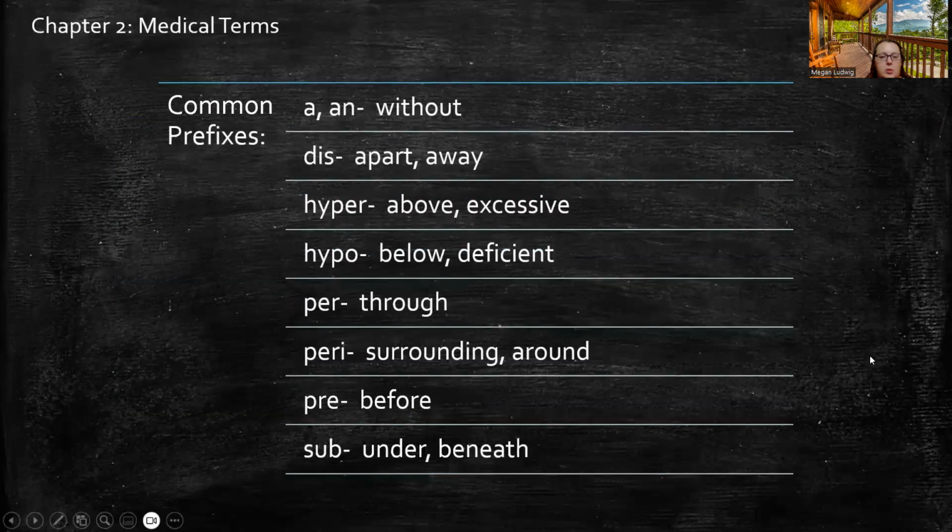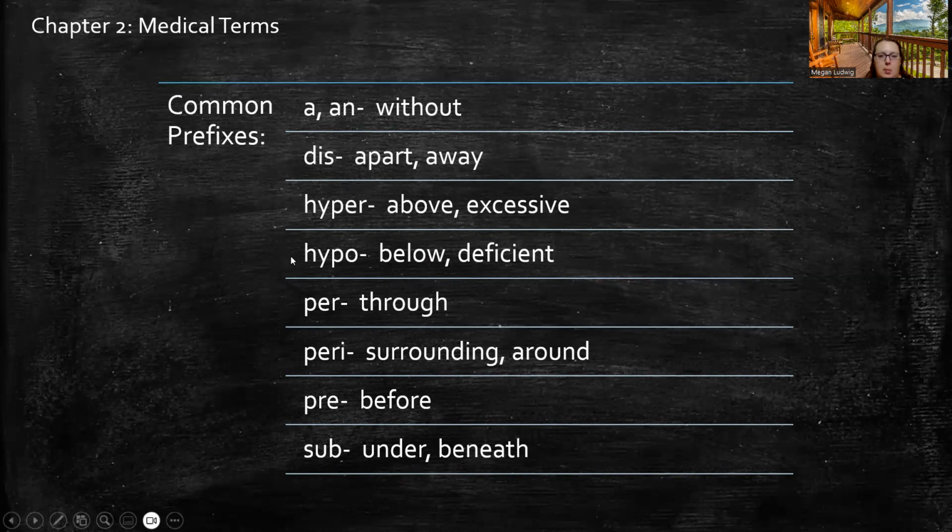All right, prefixes. Some common ones here. Prefixes come at the beginning of the term and they're not always present, remember. But if they are present, it alters what that word root means. Like I said, it's usually pertaining to how many of something, where it's located, whether it's there or not. That's what prefixes mean. So a or an means without. Dis is apart or away, like maybe it's displaced, apart from where it should be.